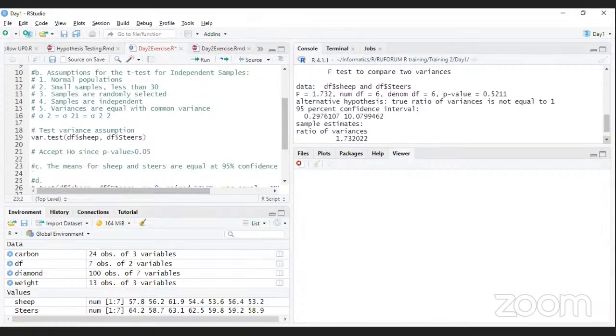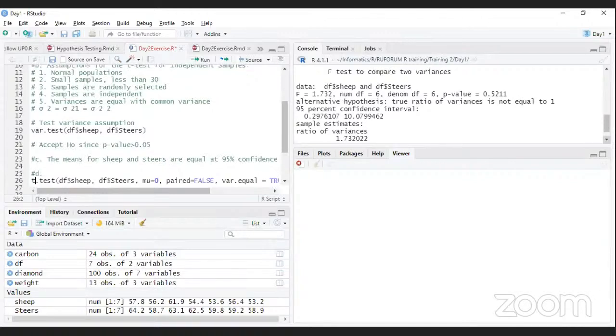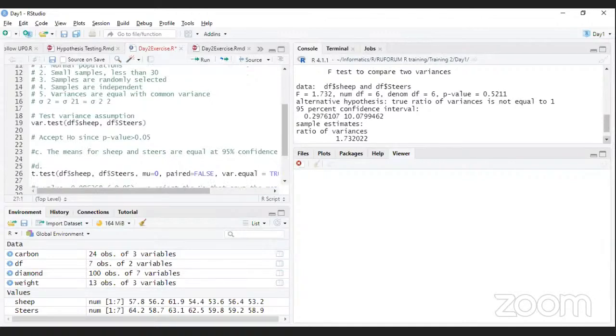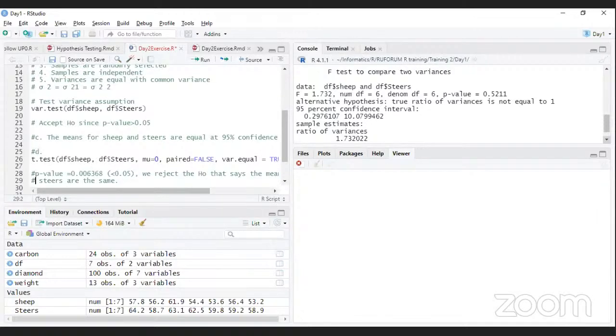My null hypothesis is that the two means for the sheep and the steers are equal at 95% confidence level. That will be my null hypothesis. Then for D, I'm going to run the t-test. This is how I did it. I used the t.test function.